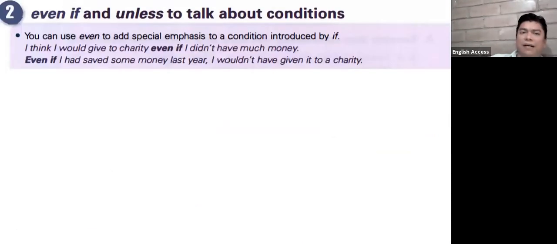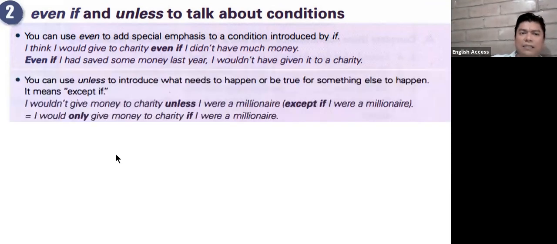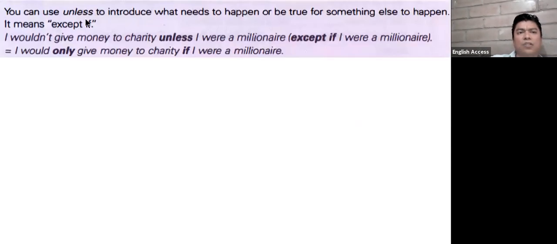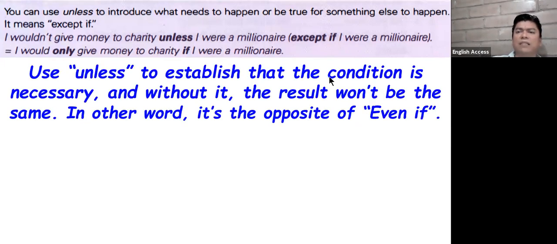Now let's go with a different one, unless. You can use unless to introduce what needs to happen or be true for something else to happen. It means except if. Example: I wouldn't give money to charity unless I were a millionaire. So, except if I were a millionaire. Or I would only give money to charity if I were a millionaire. So use unless to establish that the condition is necessary, and without it, the result won't be the same.